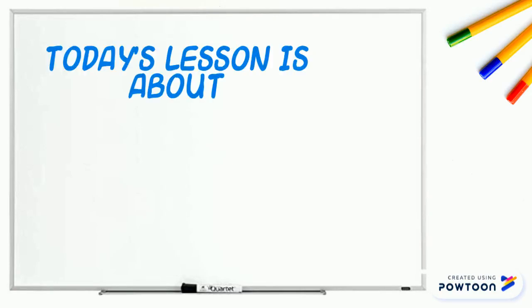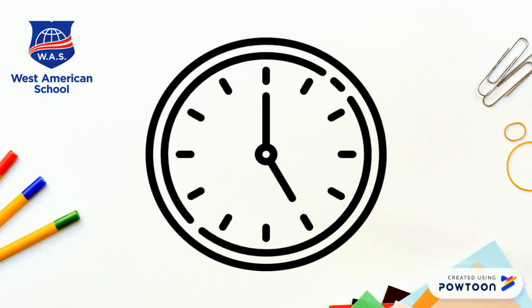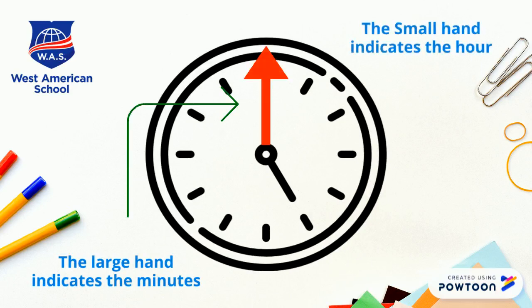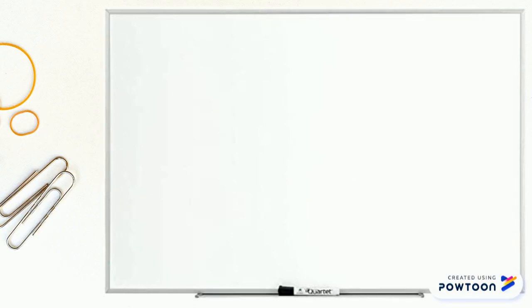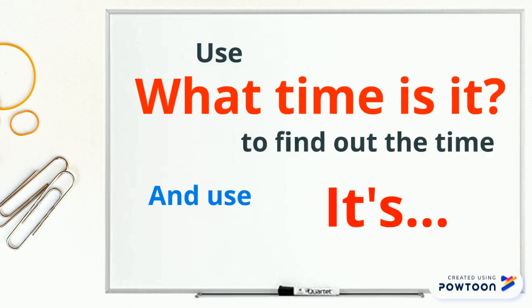Today's lesson is about telling the time. The large hand indicates the minutes. The small hand indicates the hour. Use "What time is it?" to find out the time. And use "It's..." to tell the time.